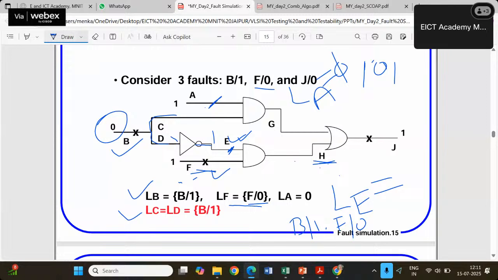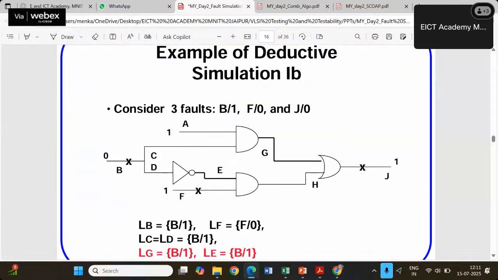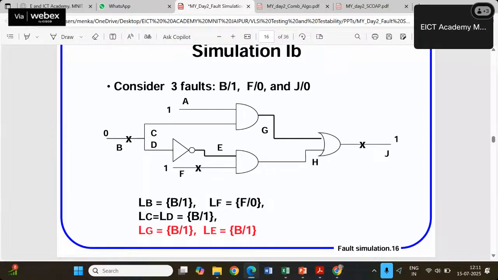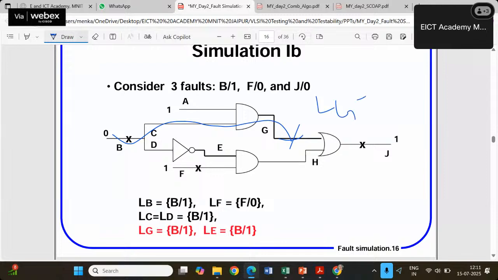Likewise, let us consider this one. In this case, you have 1 over here and then plus 0 over here. So this 1, 0 case is there. Okay. So we'll be taking 1 minus, if something is common, that has to be reduced, but there was nothing common. So if nothing is common, it means the LG will have the same fault. So LG will get propagate this fault. LG is equal to B stuck at 1.